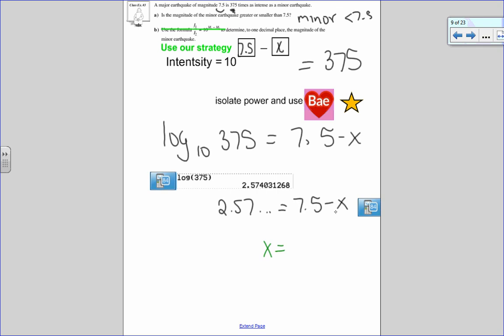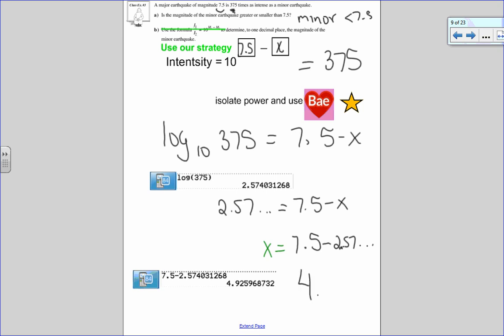So I want to isolate x. So what I'm going to do is add x to both sides and subtract 2.57 from both sides. So then if I add x to both sides, I'm going to get x equals 7.5 take away 2.57, etc. Okay, and I have that on my calculator. I'm not rounding. So I just do 7.5 take away that, and the magnitude is 4.9. So as I expected, it is less than 7.5.